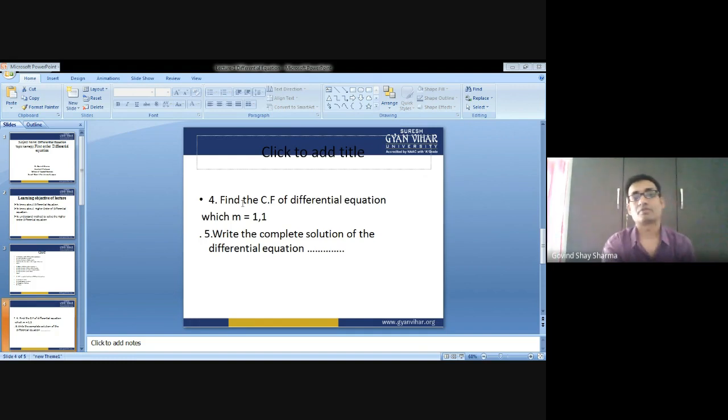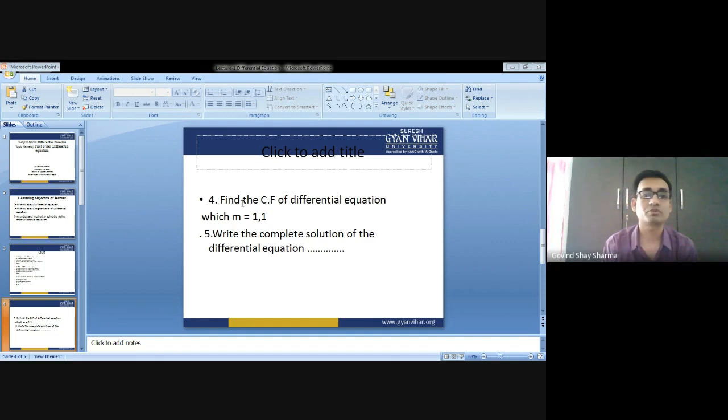Here, find the CF of a differential equation for which m is equal to 1 and 1. Both m are real and the same. So the solution is CF equal to C1 plus C2x times e to power mx. So m is equal to 1 here, so C1 plus C2x and e to power x.